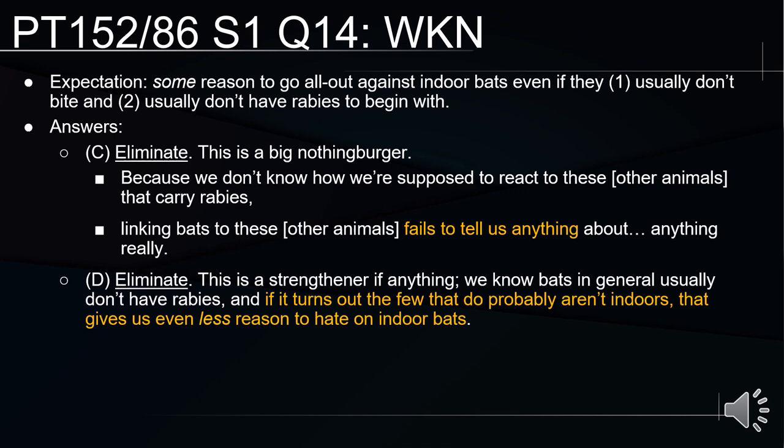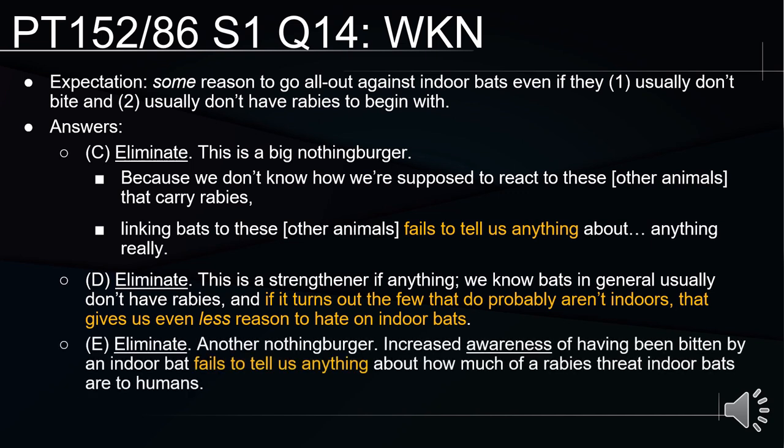Pushing into D, this is also an elimination. The bat species with the highest incidence of rabies do not live in buildings. This, if anything, is a strengthener. We know that bats in general usually don't have rabies. And if it turns out the few that do have rabies probably aren't even indoors, that actually gives us even less reason and less justification to hate on indoor bats. And remember, that aligns with what Pratt wants us to do. Pratt thinks it is not justified to hate on indoor bats. D basically helps that. Which then leaves us with E, which is also distressingly an elimination.